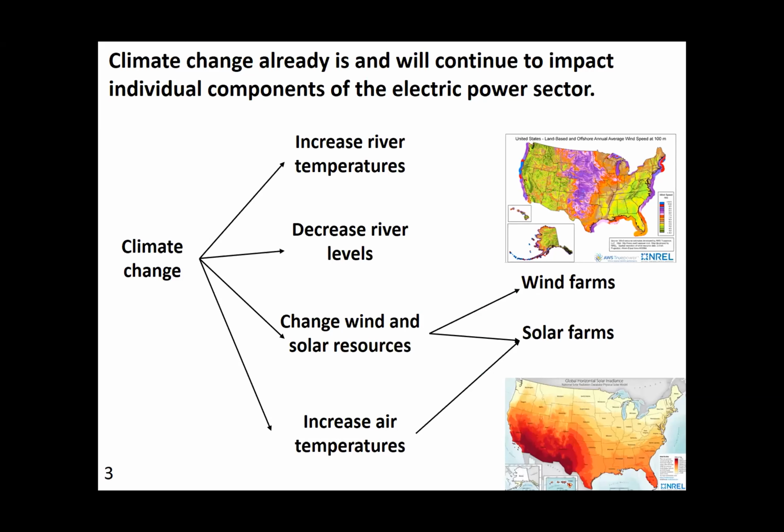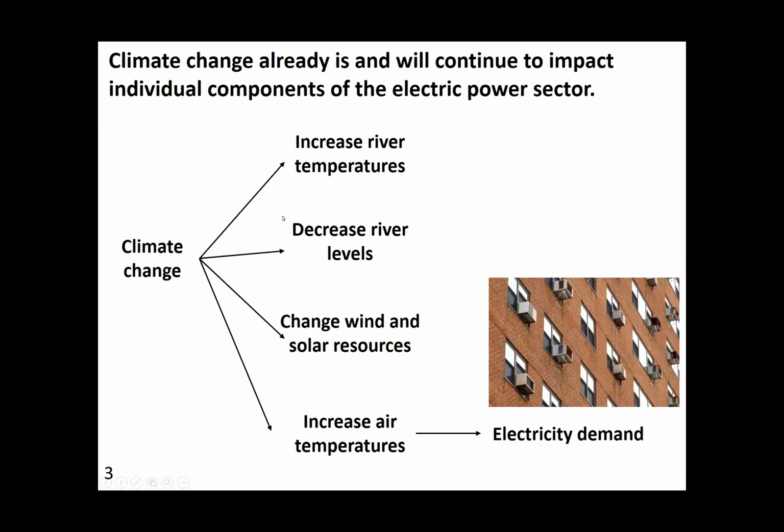Of course, if wind and solar resources change, we expect changes in wind and solar generation. And remember, solar PV loses efficiency at very high temperatures. So at high temperature extremes, we expect less solar generation. And then finally, with increasing air temperatures, you run your AC more, so demand increases.